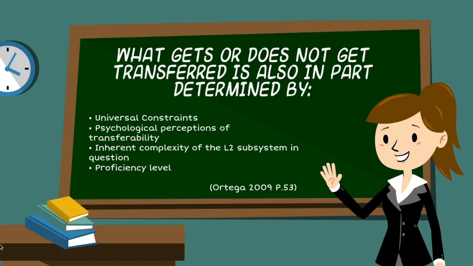There are a few factors to consider when a language gets transferred or not. 1. Universal constraints like markedness and developmental sequence. 2. Psychological views. 3. Inherent complexity of the L2 subsystem in question. And 4. Proficiency level.